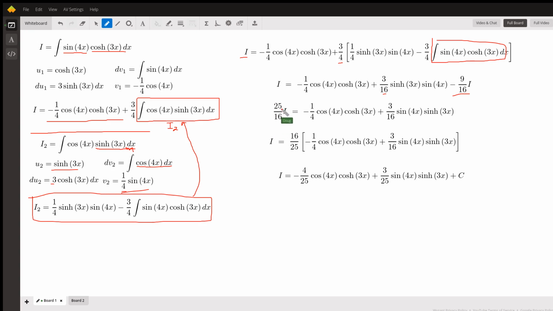And now, to solve for I, we multiply both sides by 16/25. So there's the multiplication. 16/25 times negative 1/4 gives us this numerical coefficient, and times this gives us this numerical coefficient. And now add the constant of integration. There's your answer right there.